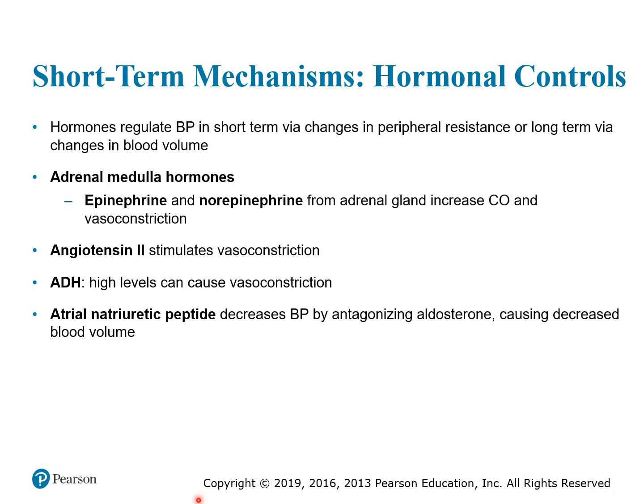Now let's see how hormones affect the short-term regulation of blood pressure. Hormones regulate blood pressure in the short term via changes in the peripheral resistance, and they can also affect the long term via changes in the blood volume. In the short term, the adrenal medulla hormones are epinephrine and norepinephrine, and we know they act just like the sympathetic nervous system. So when they are present, the cardiac output will increase and there will be vasoconstriction.